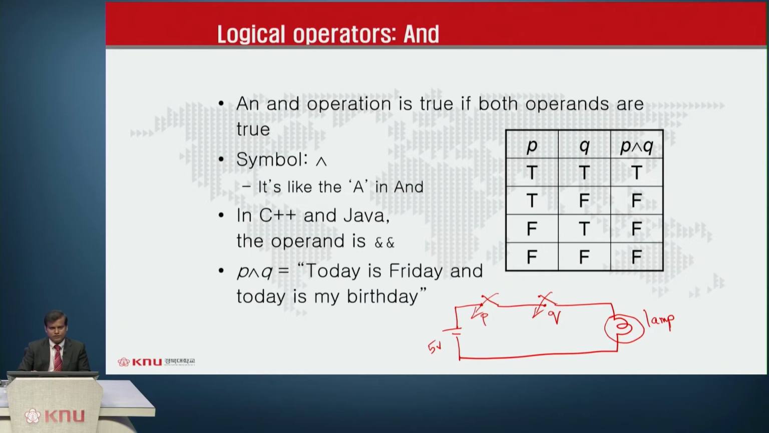So that is about this, and we already defined what P and Q are earlier. P is today is Friday and Q is today is my birthday. So P and Q equals today is Friday and today is my birthday. Can you see the AND coming in? Yes, in fact, this logical operator AND is bringing together these two propositions, P and Q. Let us see more on it.